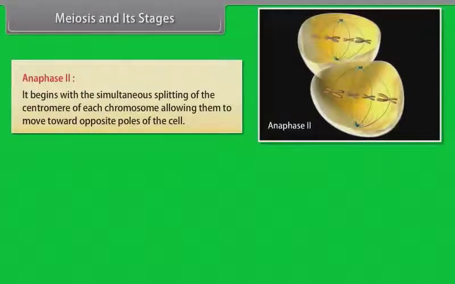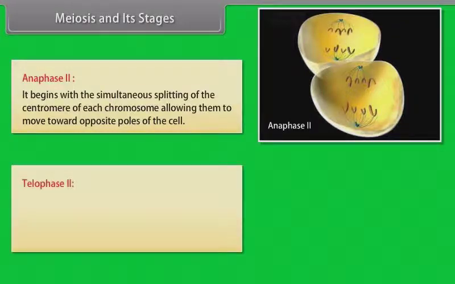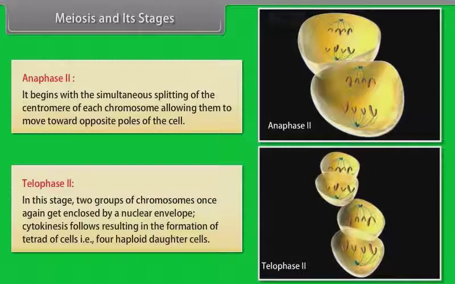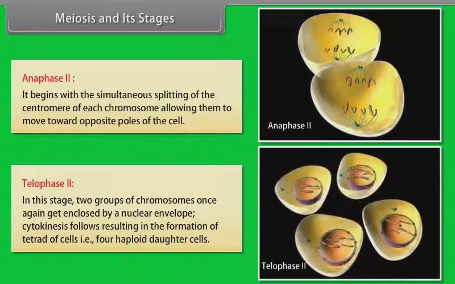Anaphase II begins with the simultaneous splitting of the centromere of each chromosome, allowing them to move toward opposite poles of the cell. The last stage of meiosis is telophase II. In this stage, two groups of chromosomes once again get enclosed by a nuclear envelope. Cytokinesis follows, resulting in the formation of a tetrad of cells, that is, four haploid daughter cells.